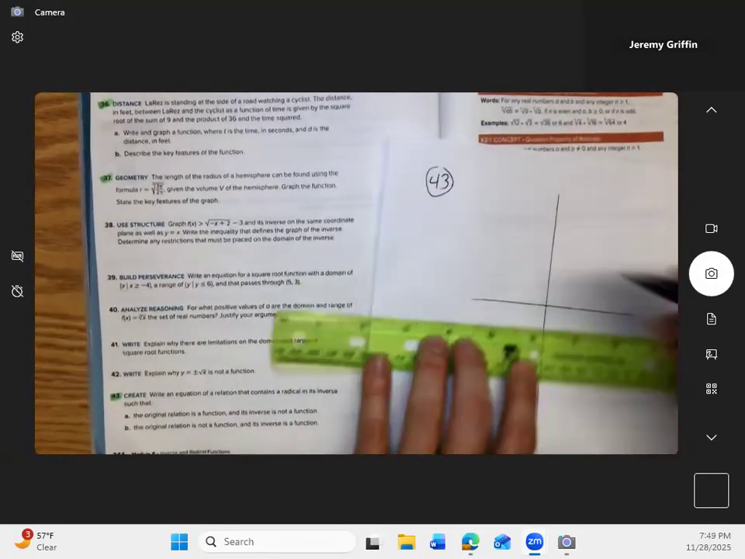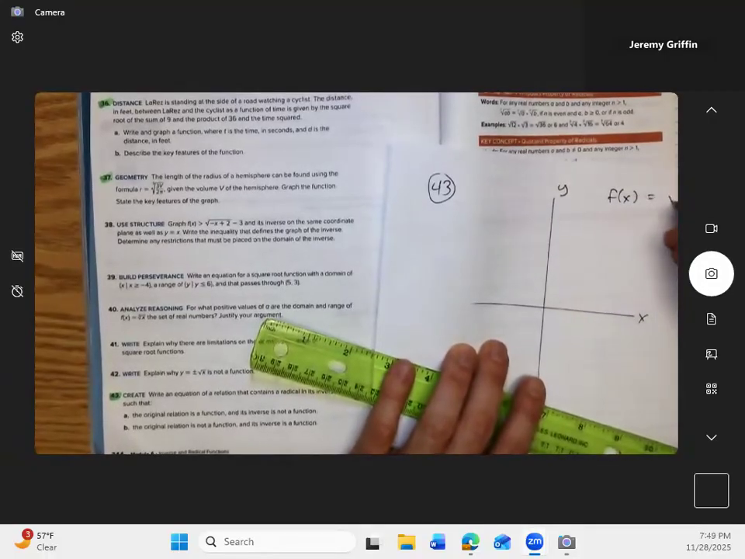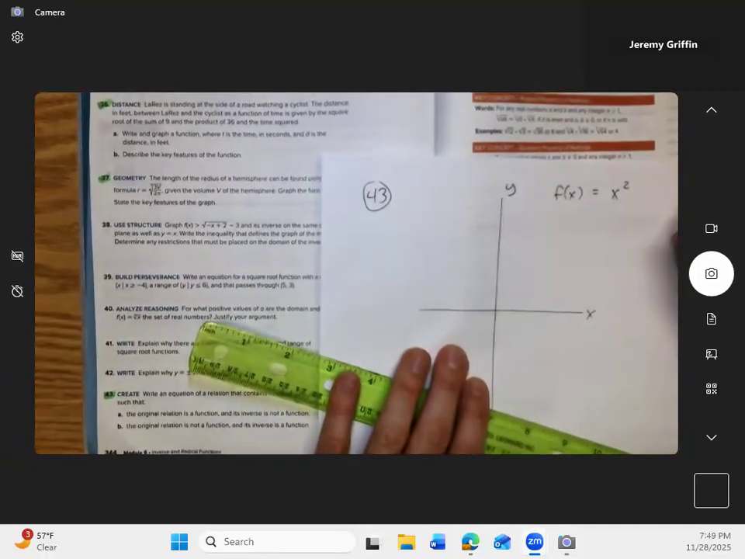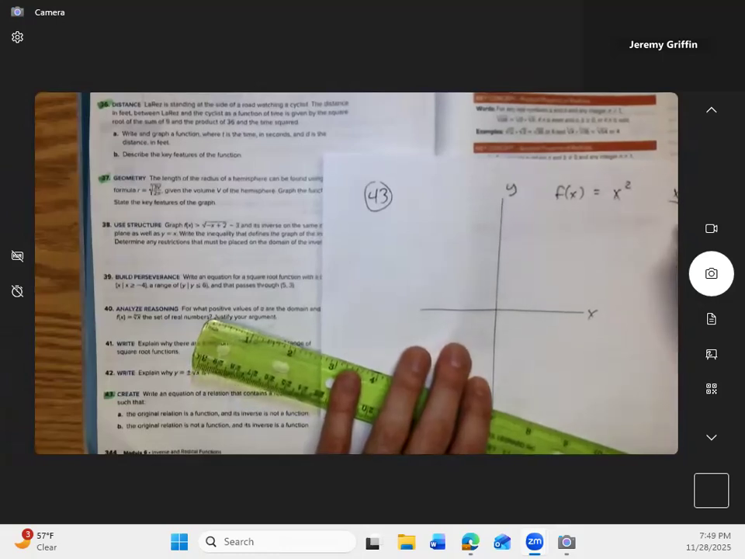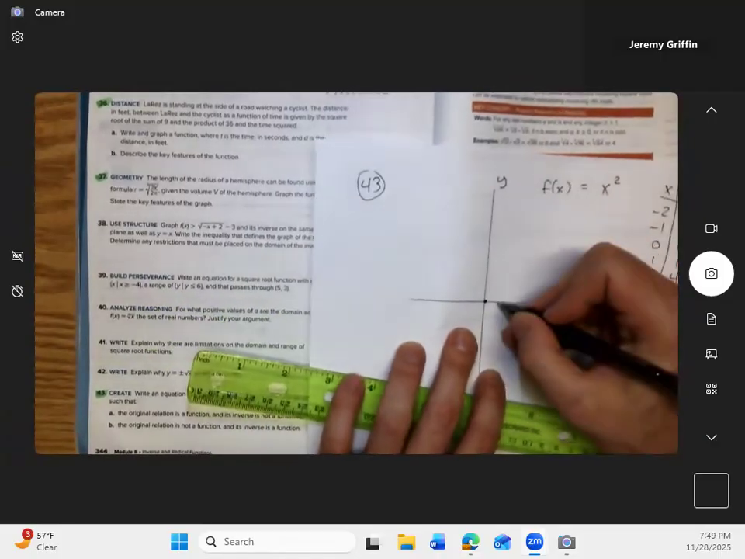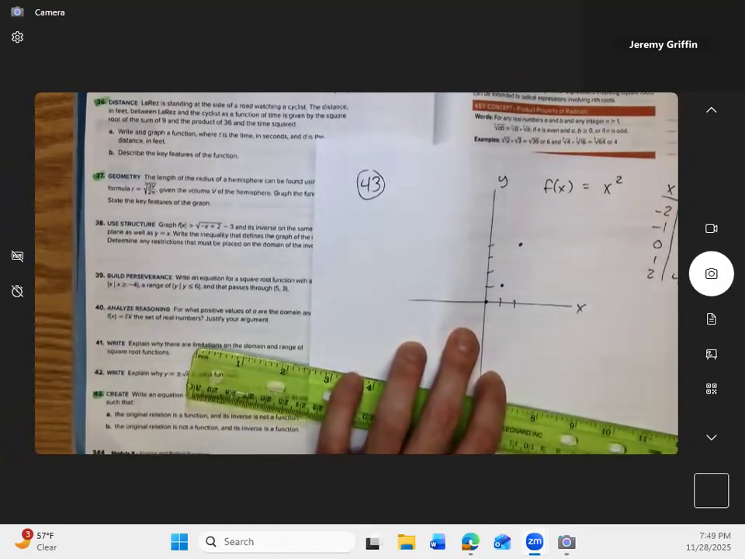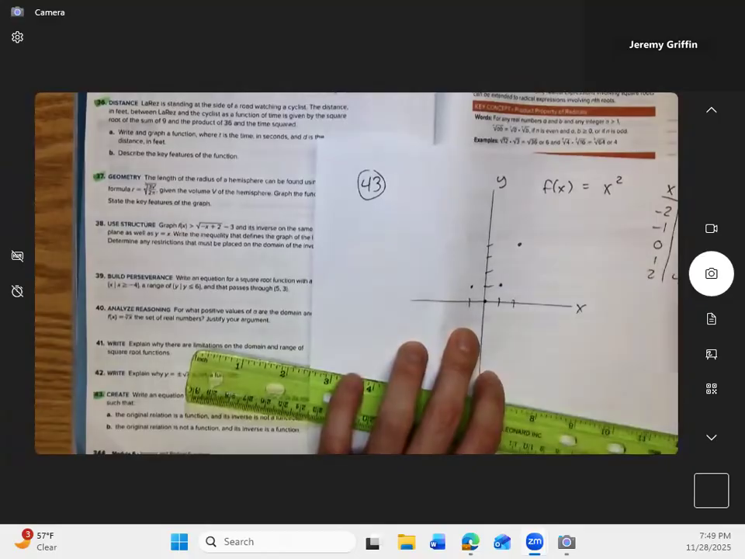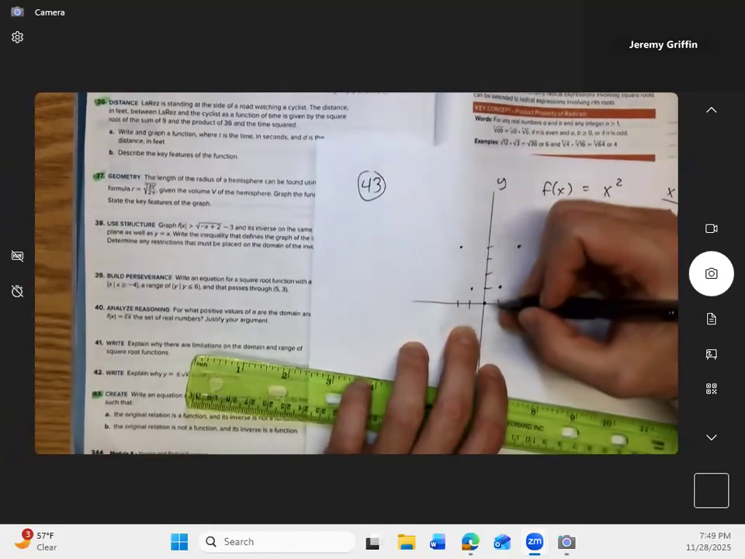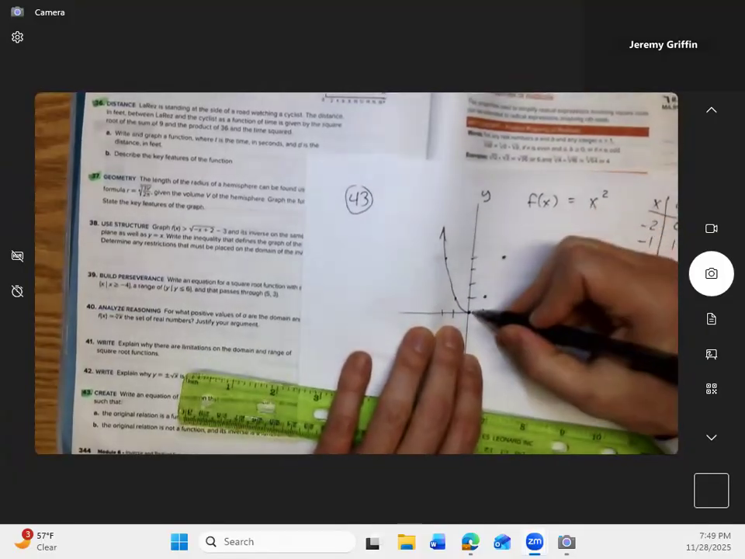But one I know right away is how about f of x equals x squared? So if you make a table of values, x, y, if x is -2, -1, 0, 1, 2, well, if you square all those, you get 4, 1, 0, 1, 4. So 0, 0 is a point, 1, 1, 2, 4, -1, 1, -2, 4. So there is the original function.